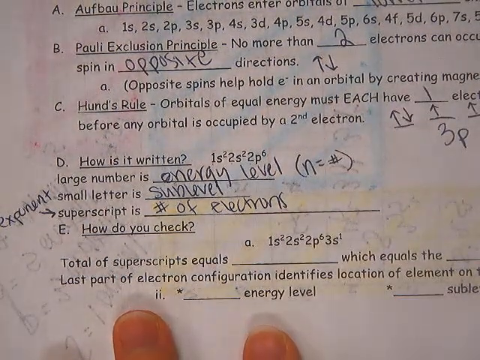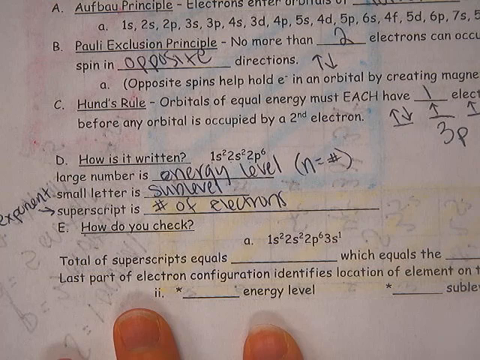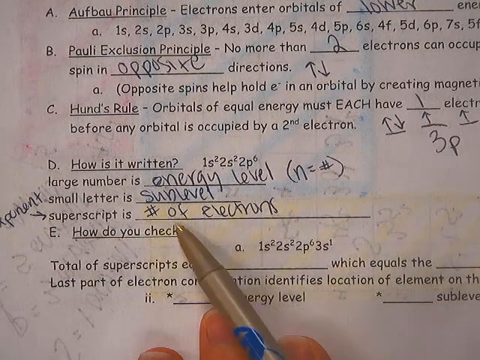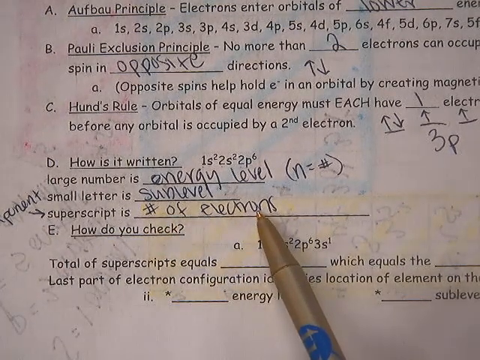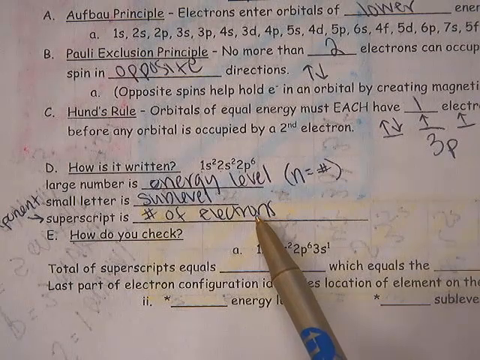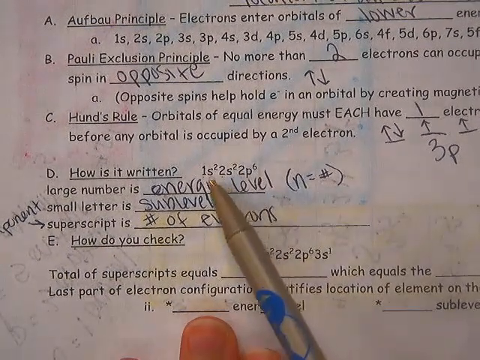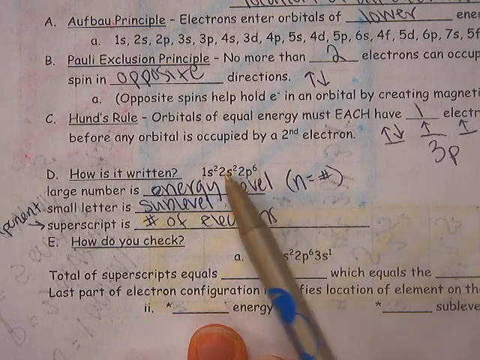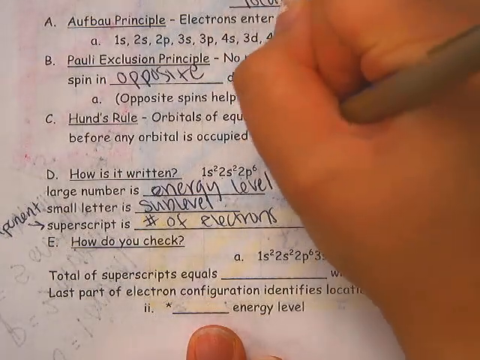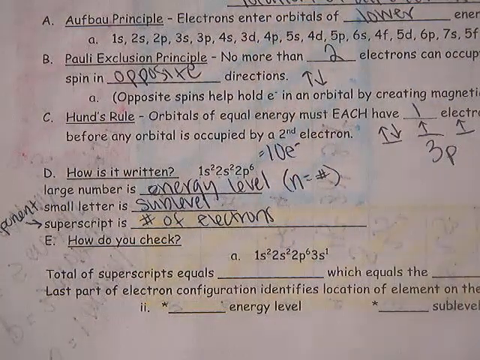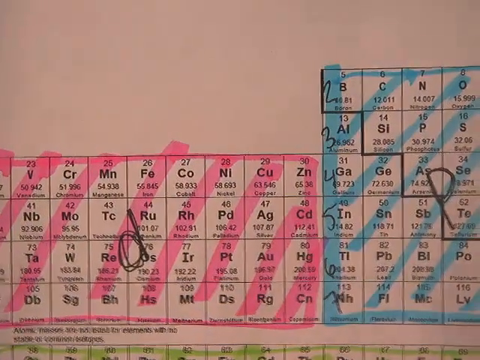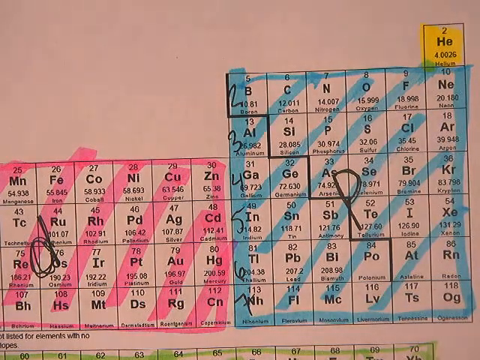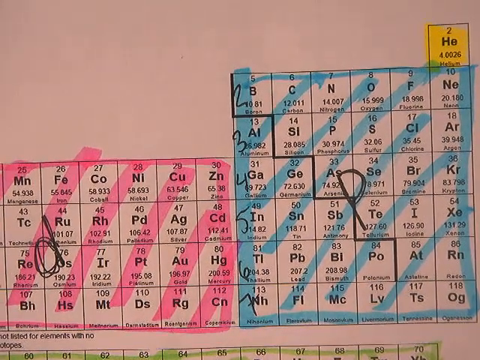This is super helpful: the number one surefire way to make sure you know which element you're talking about is adding up all of the superscripts, which tells you the number of electrons, and in this unit at least, it will always match the atomic number for that element. For example, 2 plus 2 plus 6 equals 10. So that's 10 electrons, which tells me I'm element number 10, which is neon. It's going to match your atomic number every single time. There are no exceptions to that for this entire unit.